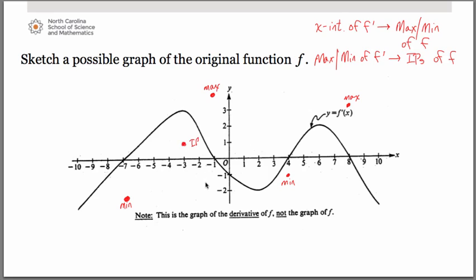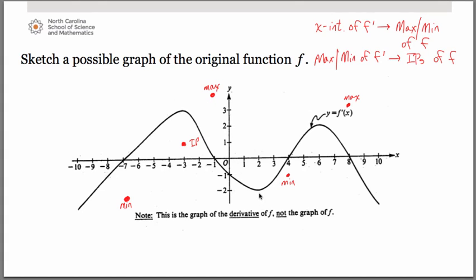So take a look at your own graph, because this will depend upon how high or low you put your max and min points. That's going to dictate where you place your inflection point. You want it about halfway in between the vertical distance between your minimum and maximum in this case.